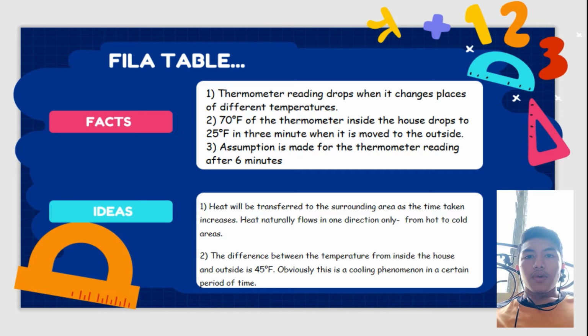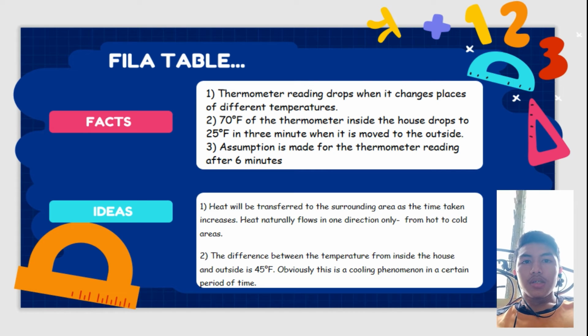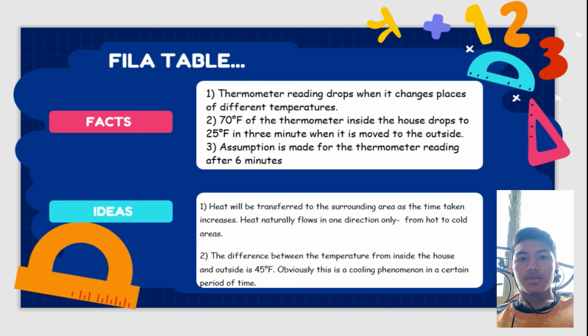To start off, F stands for facts, and there are 3 facts that we found from this question. 1. Thermometer reading drops when it changes place of different temperature. 2. 70 degrees Fahrenheit of the thermometer inside the house drops to 25 degrees Fahrenheit in 3 minutes when it is moved to the outside. 3. Assumption is made for the thermometer reading after 6 minutes.